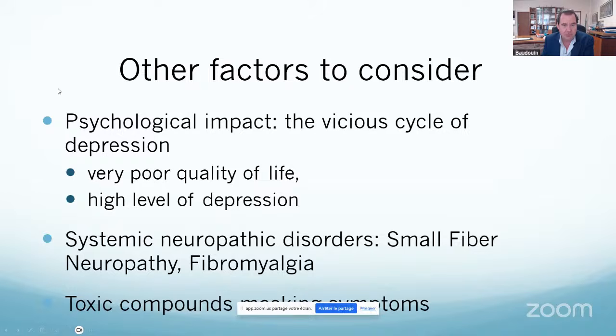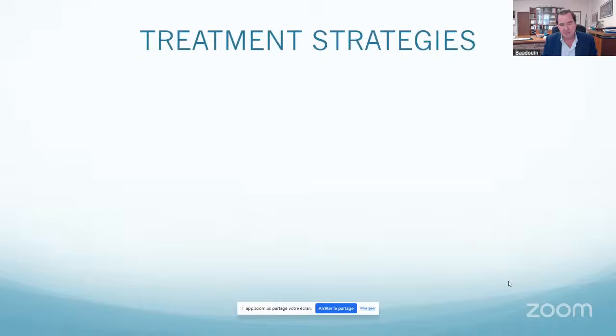We have to take care of other factors, psychological impact, the vicious cycle of depression, very poor quality of life, chronic pain, chronic discomfort, increase the level of depression. And in depressed patients, we know that they will feel even worse when they are suffering. But there are also systemic diseases, small fiber neuropathy, fibromyalgia, which increase the feeling of pain and the receptors and the threshold of the receptor that may increase pain sensation instead of minor irritation or just non-painful or painless stimulation. And of course, toxic compounds or the impact of the environment.